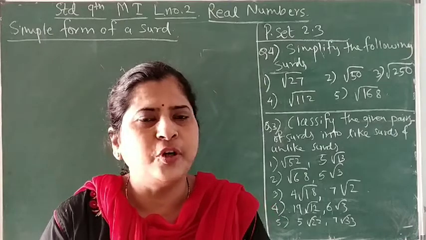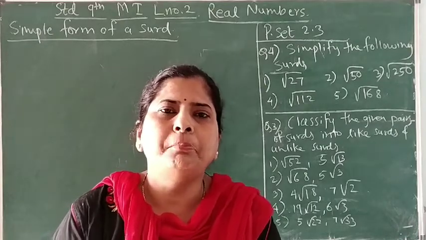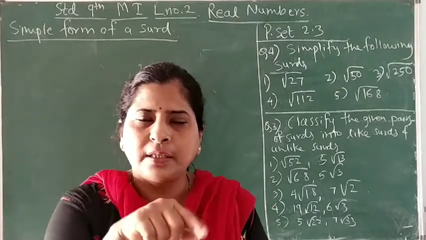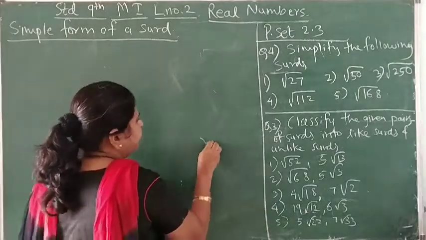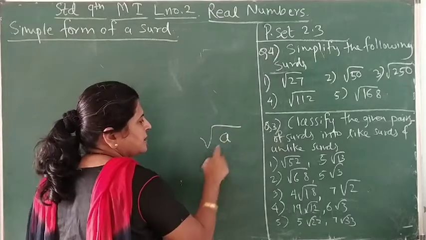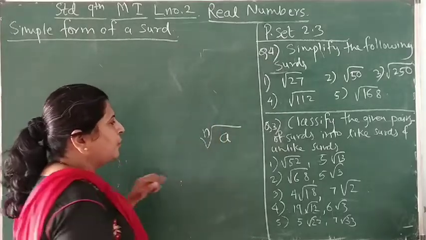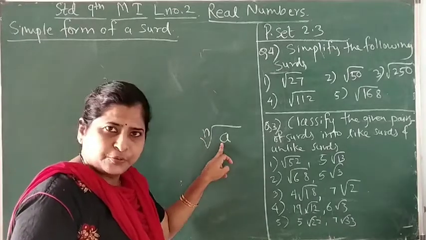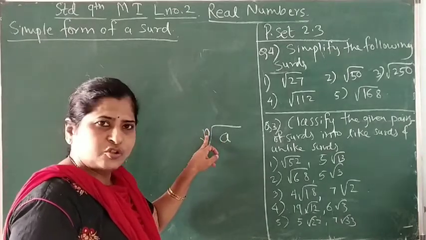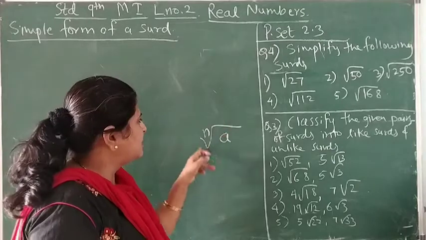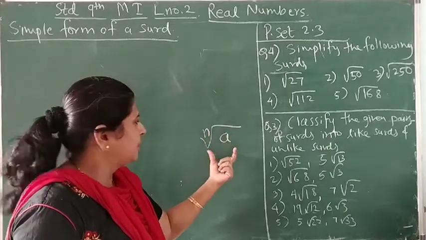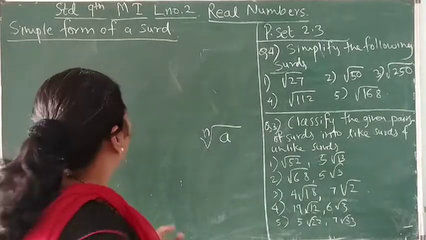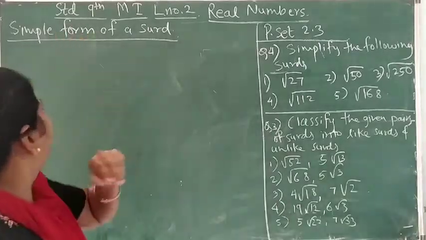In our previous video we have seen what we mean by surds. To recall, what is a surd? Under the radical sign, when we write any number, say a, it's called the radicand, and whatever root we have taken is n. If a is a positive rational number, n is a natural number greater than 1, and the root is an irrational number, then we call it a surd. Now we are going to see what is the simplest form of a surd.